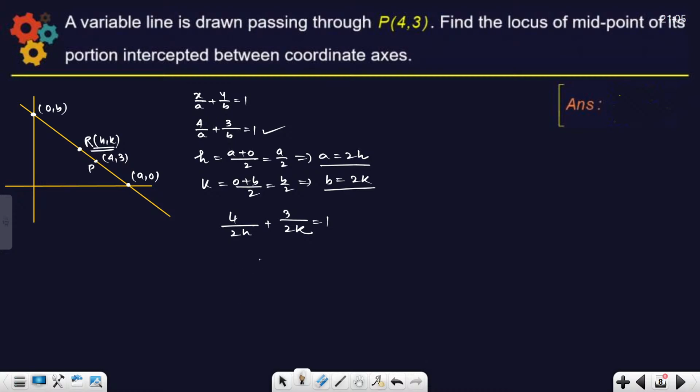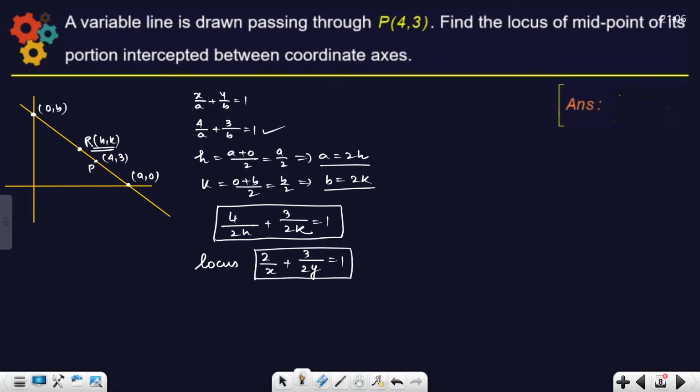Now can you observe one thing? This is an equation which contains h, k and constants. So this is the equation of the locus. Therefore, the equation of the locus will be 2/x + 2/y = 1. That's it. That is the required locus. Is it clear to all? Absolutely. Okay, so let's move to the next problem.